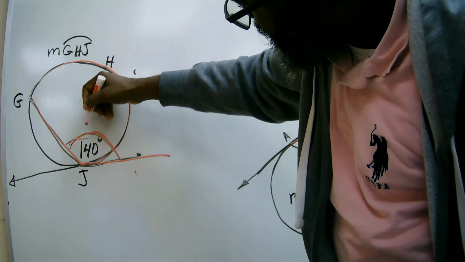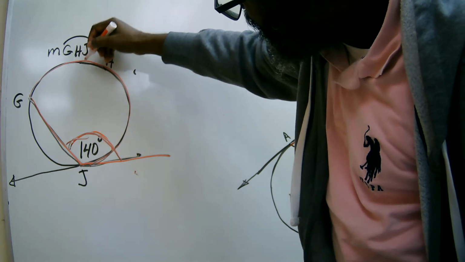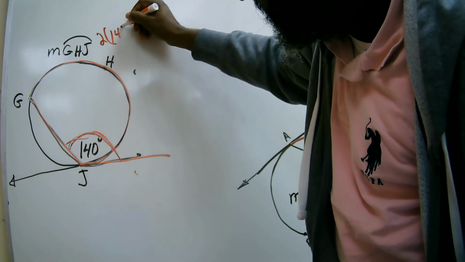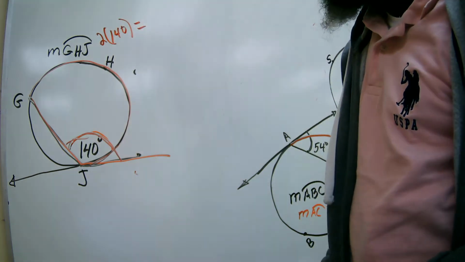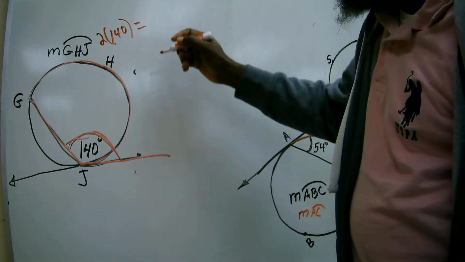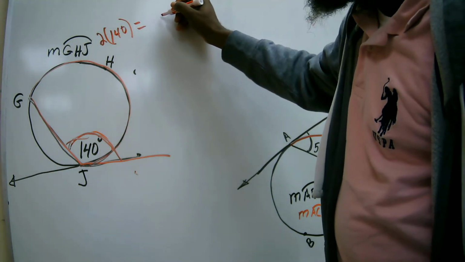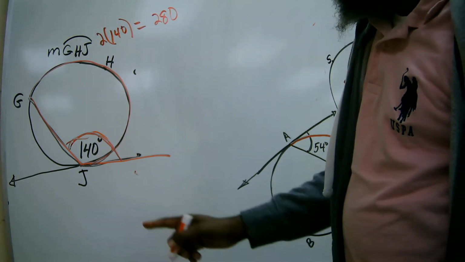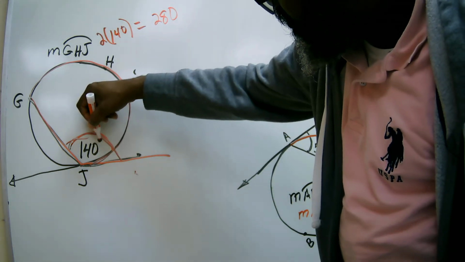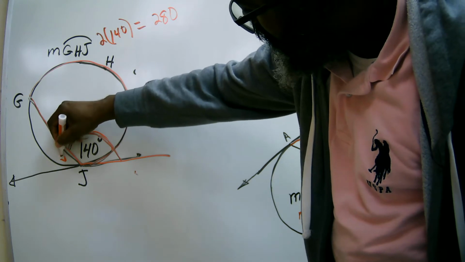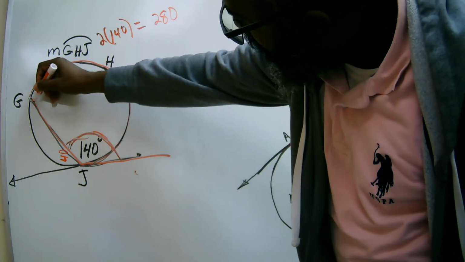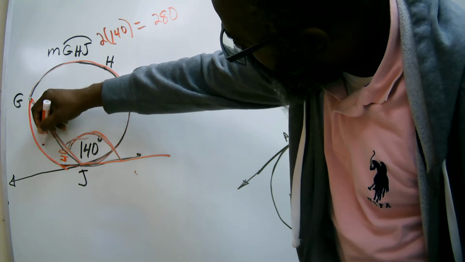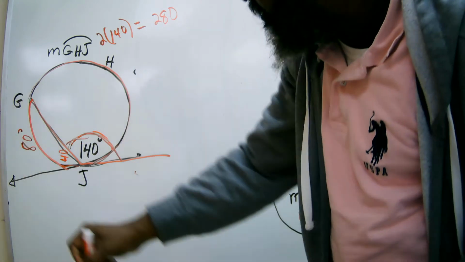If this angle is 1/2 of that arc, therefore the arc will be 2 times the angle, the same relationship as between radius and diameter. Then this will give you 280 degrees. And same thing, if this angle is 40, therefore the arc GJ will be 2 times as much as that. That will give you 80 degrees.